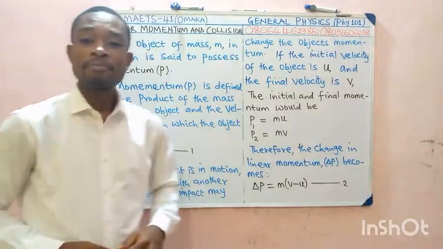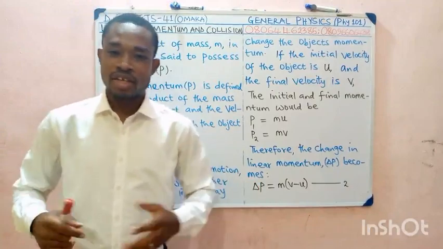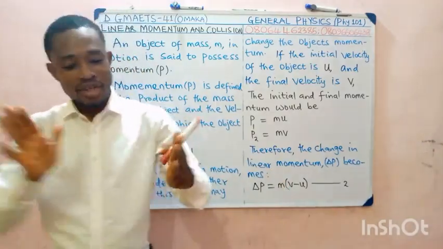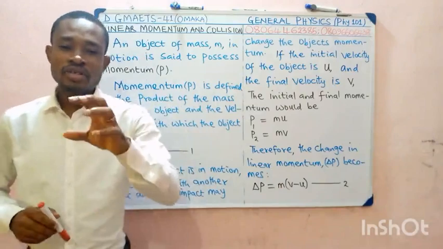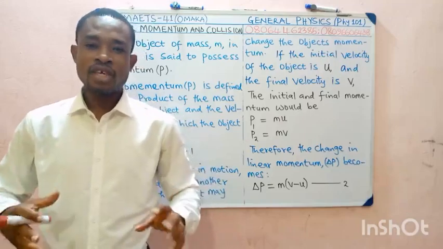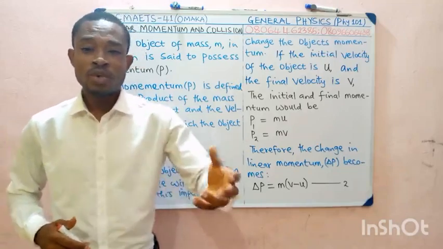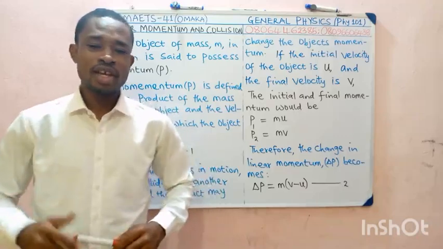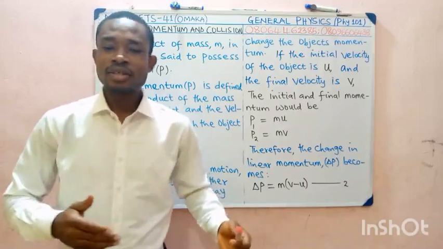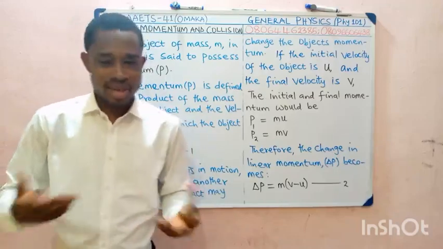Now, when this object is moving, there is every possibility that the object may collide with another object. There might be this impact. And when there is this collision, it's possible for the momentum of this object to change. If, for example, the object is moving with a momentum of, say, 20 kilogram meter per second initially, after colliding, the value may change. The value may increase or decrease, as the case might be.